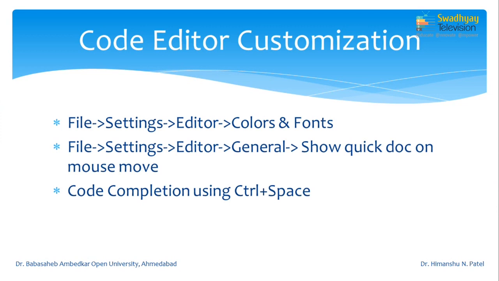And you have the option for automatic code completion using Control plus Space. That means, if you do not remember the complete method name, you can just type a few characters of the method and then press Control Space bar and it will automatically display all the methods or functions that start with the characters you have specified. These are some of the options.